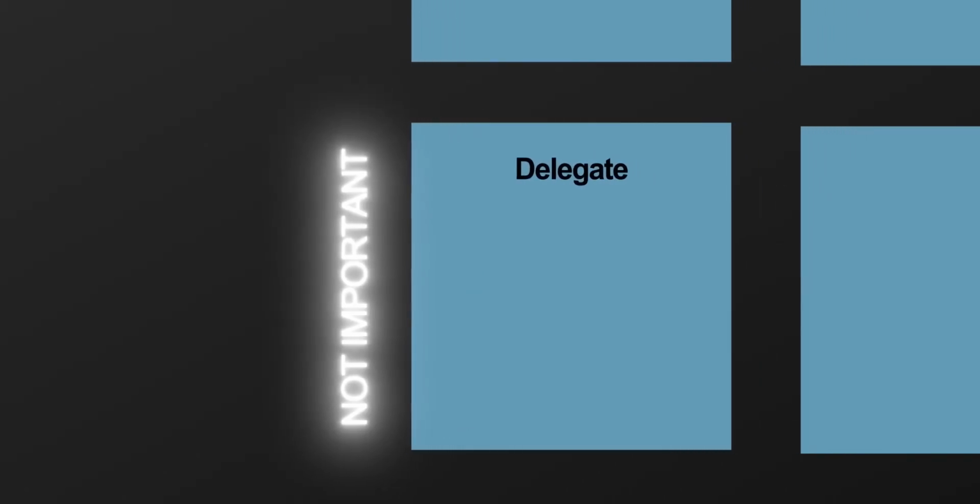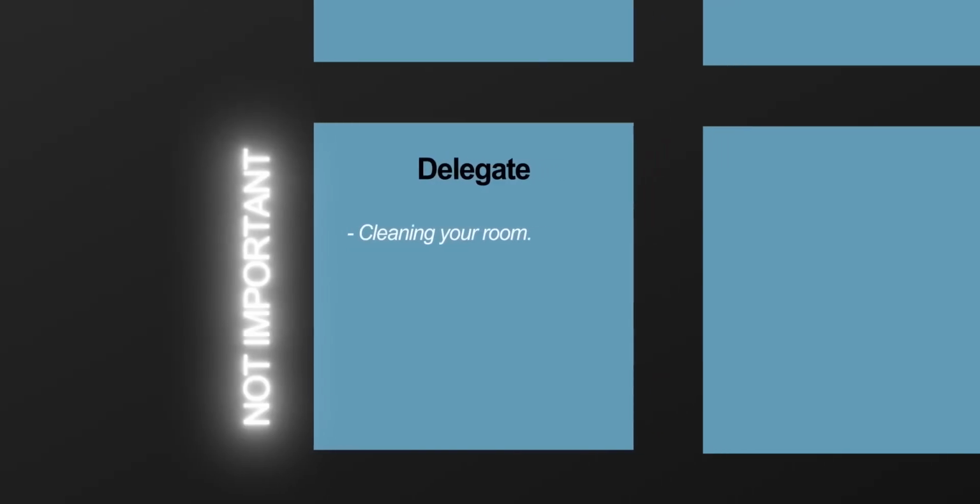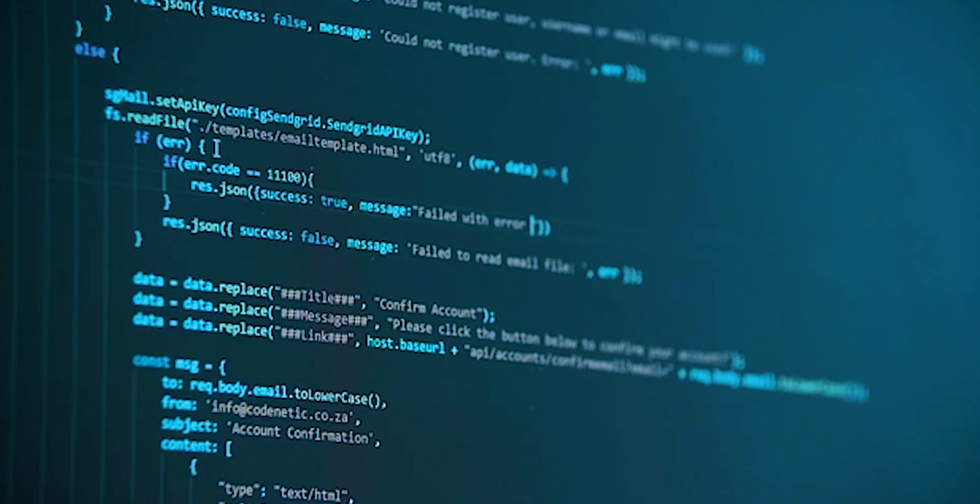This is the delegate quadrant, where you place tasks that are urgent but not important. These tasks require immediate attention but don't significantly impact your long-term goals. Since these tasks don't need your unique skills, you can delegate them to someone else. Here is a tip. Many people mistake these for important tasks, but they are often just noisy distractions that feel urgent without adding real value.